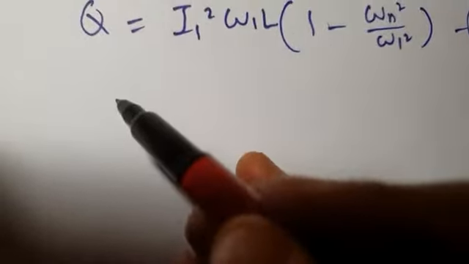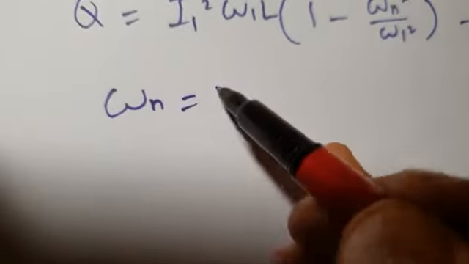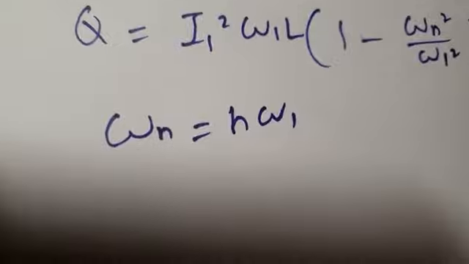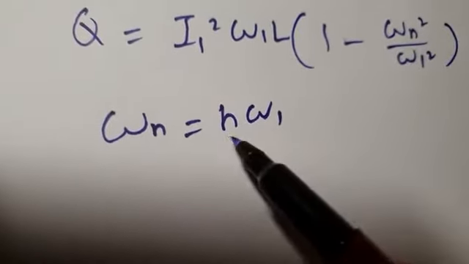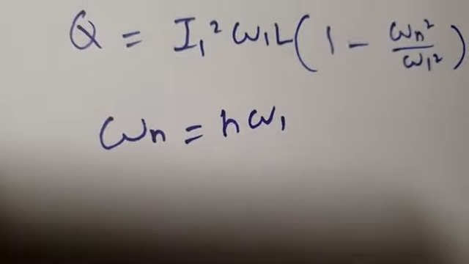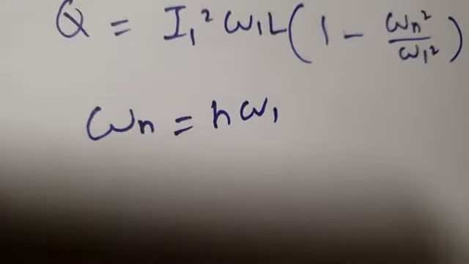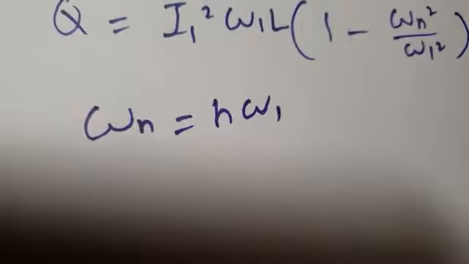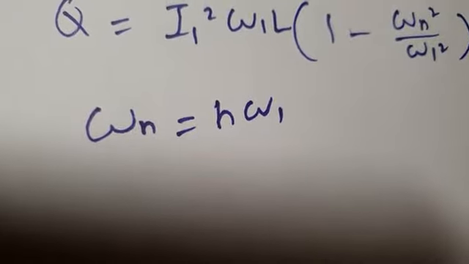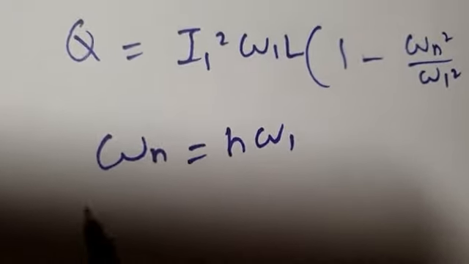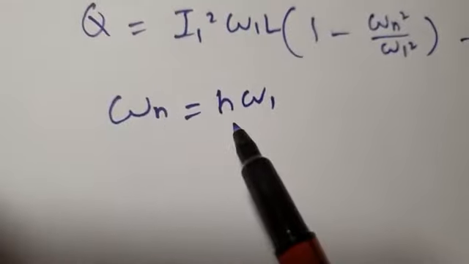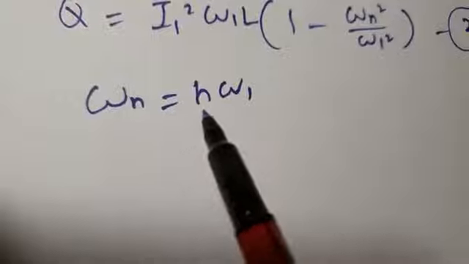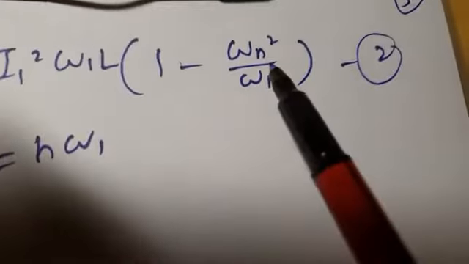Now we know that omega n is equal to H times omega 1. Omega n is the harmonic frequency, and it is harmonic order times fundamental frequency. For example, what is omega 5? That is 5 omega 1. Omega 7 is 7 omega 1. Omega 11 is 11 omega 1. Omega 13 is 13 omega 1, omega 17 is 17 omega 1, and so on. So in general, omega n, harmonic frequency, is given by harmonic order times fundamental frequency. That is, omega n is H times omega 1.